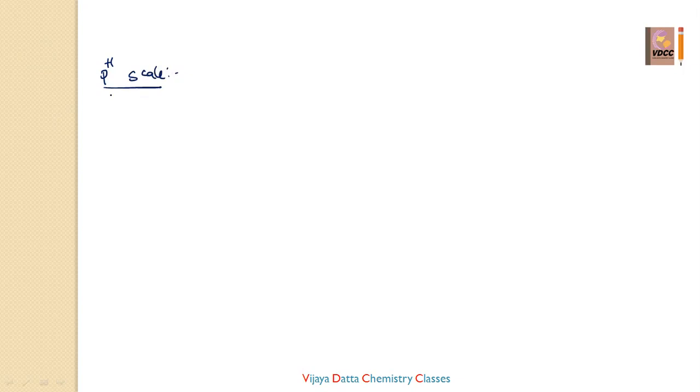This pH scale was introduced by S.P.L. Sorensen. Who has introduced it? S.P.L. Sorensen is the scientist who introduced the pH scale. How to define a pH scale then?